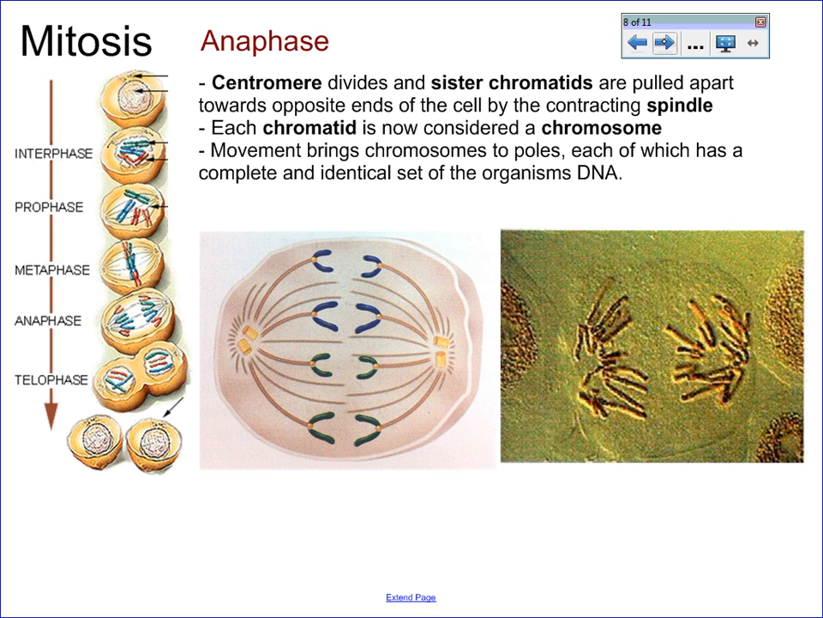In anaphase, the centromeres divide and the sister chromatids are pulled apart. You can actually now call each sister chromatid a chromosome of its own. It's almost like it graduated to the term chromosome. So this movement is going to bring these chromosomes off to their respective poles, and it will free up the middle so that when cytokinesis happens, hopefully no chromosomes get caught in the middle.